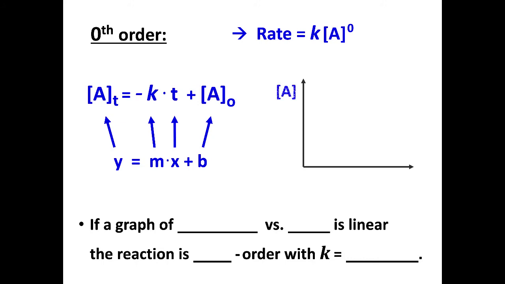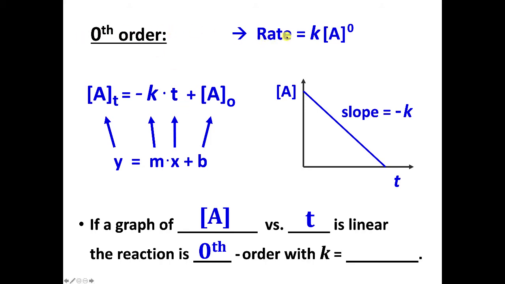So if we graph this, concentration of A versus time, we get a straight line with a negative slope, and the slope of that line is equal to the negative of the rate constant. So a graph of concentration versus time is a linear graph. I should back up just a second. If we know that it's zeroth order, then we know this is what's going to happen.